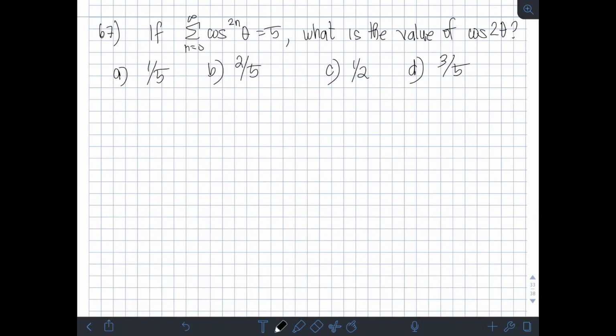Okay, so kapag may nakita kayong symbol na ganito, sigma, 'wag kayong matatakot diyan. Kayang-kaya natin i-analyze 'yan. Ibig sabihin nito, i-add natin yung term na cosine raised to 2n theta starting from n is 0 up to infinity. So, isa-substitute natin from 0 yung n dito up to infinity. So, try natin. Yung initial n natin is 0.